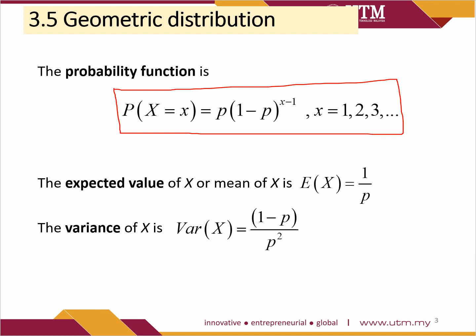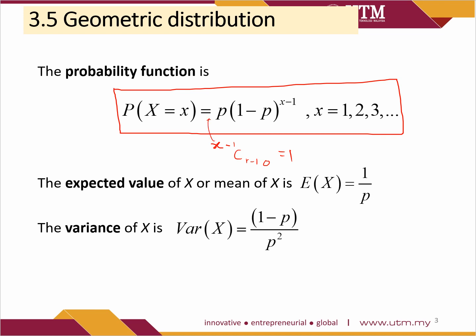Why does the formula look like this? Because for the negative binomial, the formula has the combination (x minus 1) C (r minus 1). Given the number of successes is equal to 1, we have here the combination (x minus 1) C 0, and C 0 of anything gives you 1. So that's why here is 1.